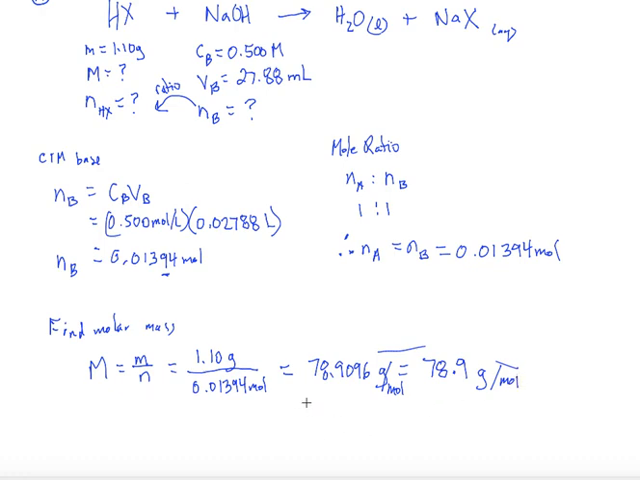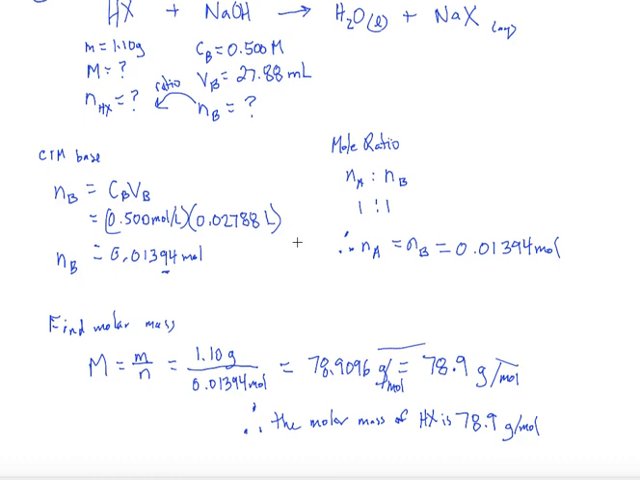So then we just write our statement, right? Therefore, the molar mass of HX is 78.9 grams per mole. Right? So there's how we can find a molar mass of some unknown substance and how we might deal with solid information as well.